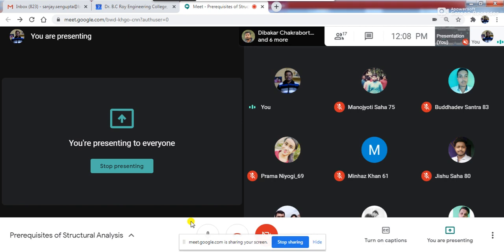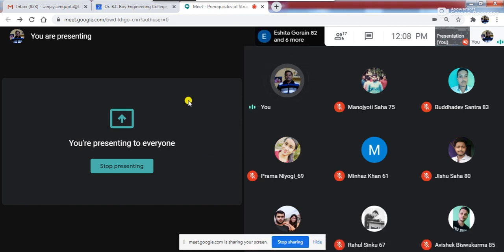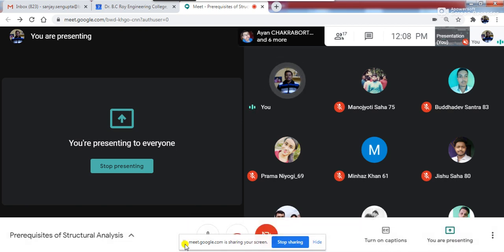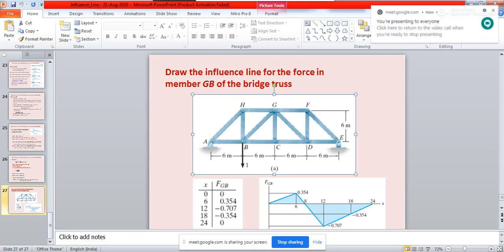Okay, so let us try to understand. It's very simple to do. You have already learned how to analyze a truss in your previous semester. In the solid mechanics course you learned about the method of sections. So we'll use the method of sections to prepare the influence line diagram for a truss member, and step by step I'll explain how you can prepare it. Let us see one problem, then you will be more clear on it.